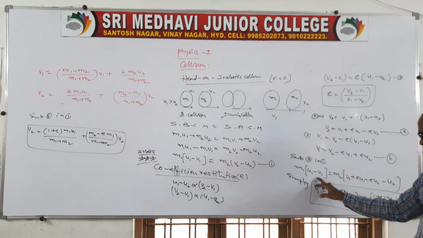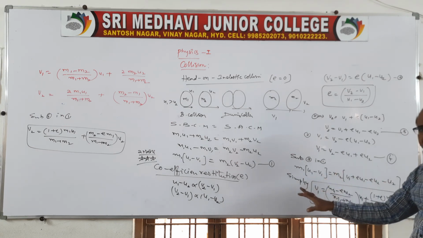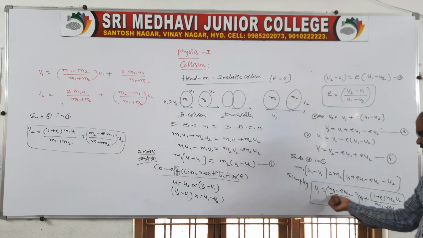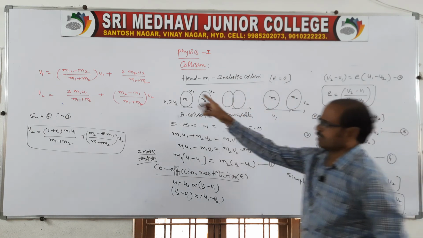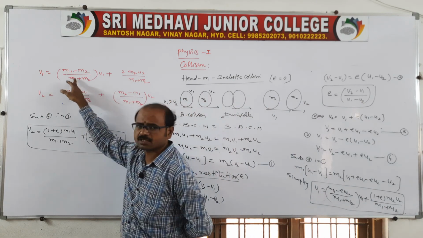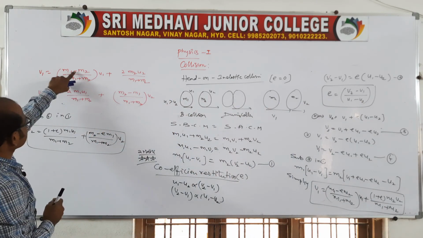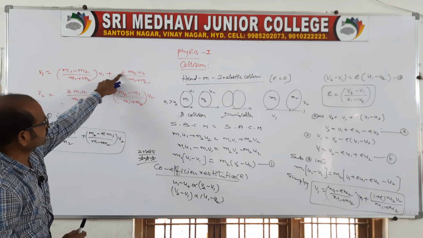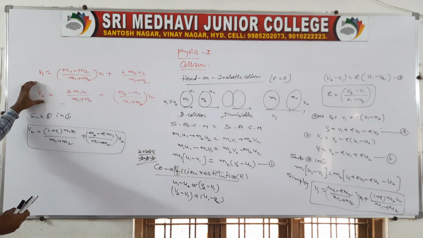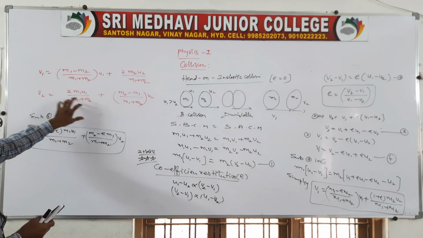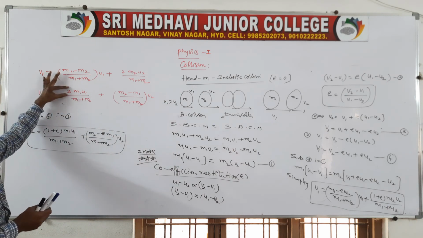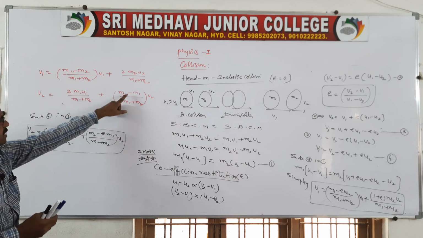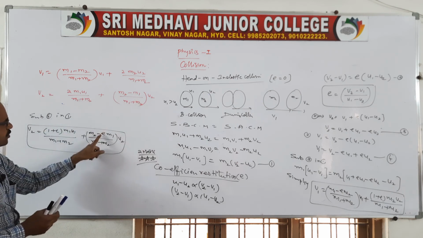We have to get v1, no? So v1 on one side and all others on the other side. Then after simplification, we get v1 is equal to m1 minus E m2 by m1 plus m2 into u1 plus 1 plus E m2 u2 by m1 plus m2. Here it is the relation related to the elastic collision. In the elastic collision, here you write 1 minus E, here you write 1 plus E. In the second expression also, once you observe, v2 is equal to 2 m1 u1 by m1 plus m2 plus m2 minus m1 by m1 plus m2 into u2. Here instead of 2, you write 1 plus E, and here minus m1, there you write E.